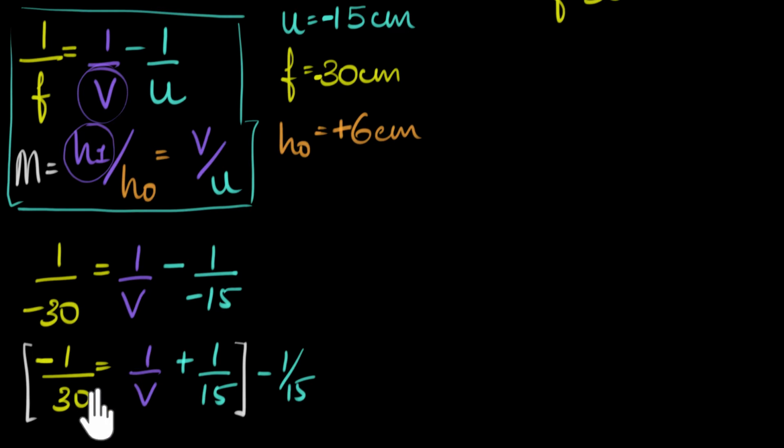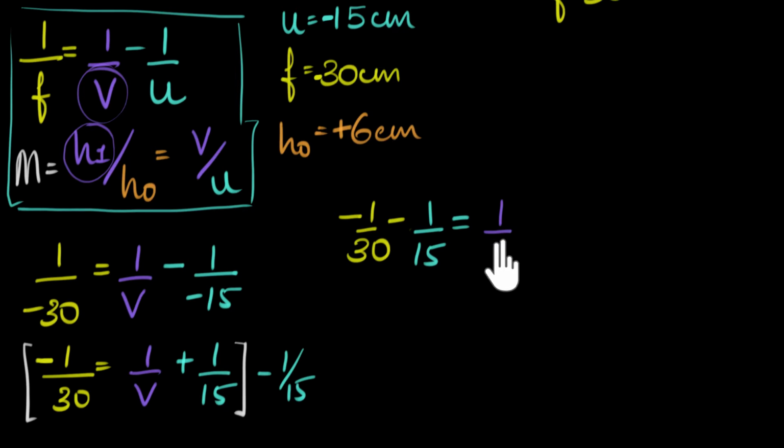So what do I end up with? Well, on the left side I'll end up with minus 1 over 30, and then this additional minus 1 over 15. Ooh, wrong color. Minus 1 over 15. And that will give me 1 over v. And the 1 over 15 cancels out.